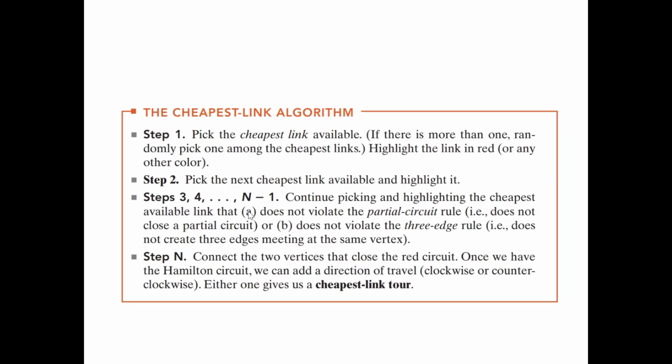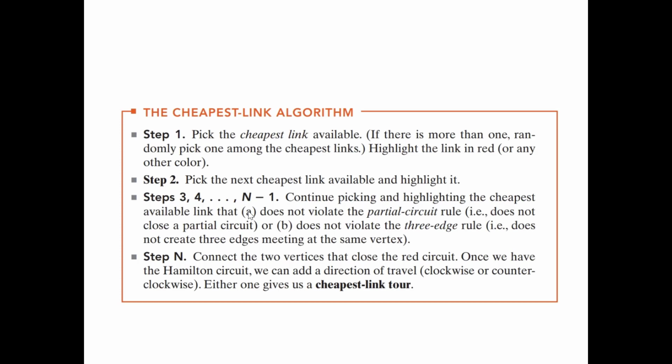Okay. And the next algorithm we have for finding our optimal tour is the cheapest link algorithm. In the cheapest link algorithm, we pick the cheapest link available. If there is more than one, randomly pick one among the cheapest links. Highlight the link in red or any other color. Pick the next cheapest link available and highlight it. Steps 3, 4, all the way to n minus 1.